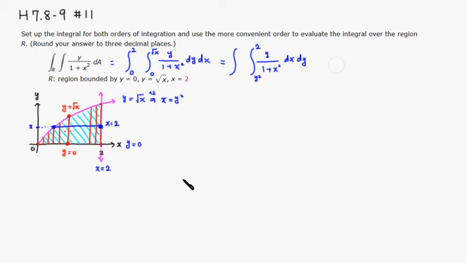Then y is going to go from 0. So here's the starting point, and you keep on having these all the way up here. That's x equals 2, so it's square root of 2. So y equals square root of 2 is the last one. So y is going to go from 0 to square root of 2.